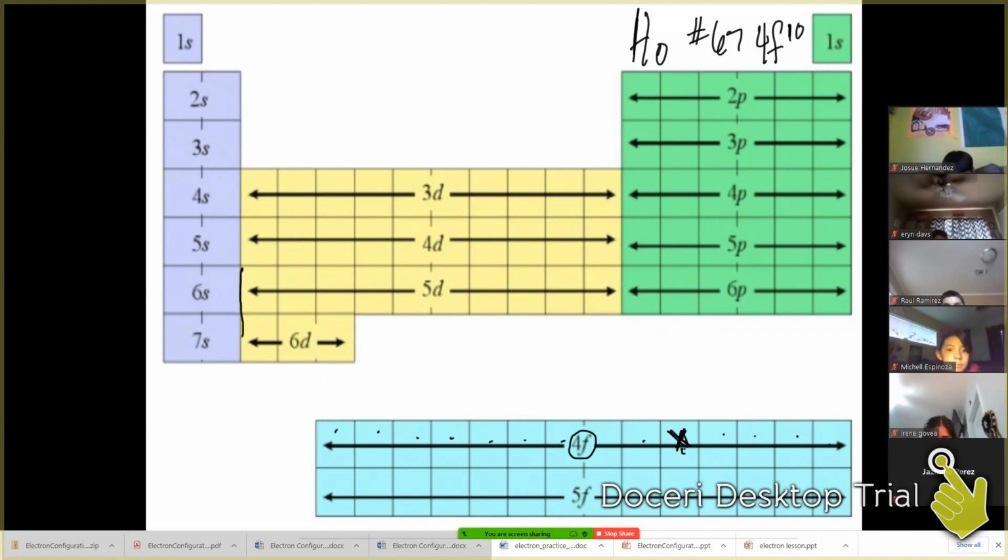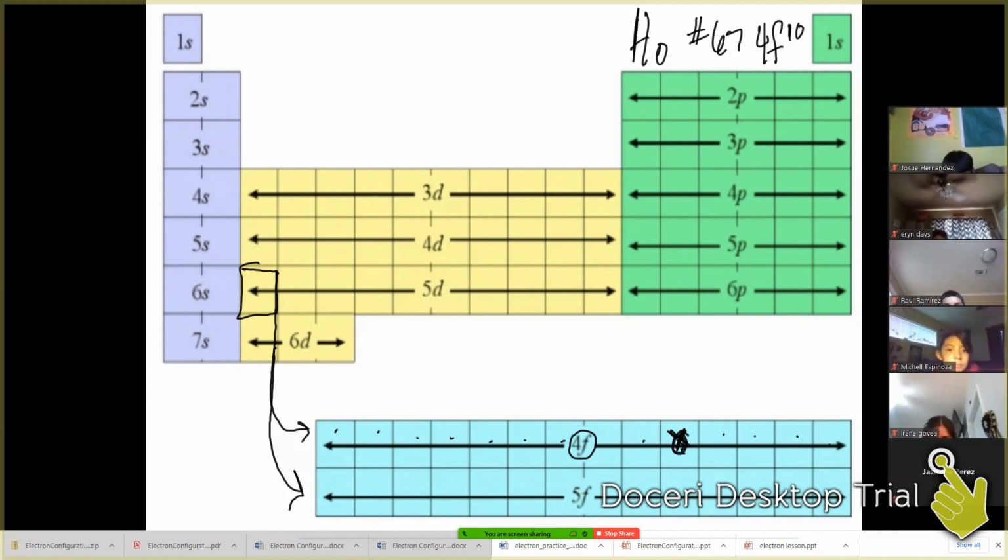And on your periodic table, you have some lines drawn. And the numbers also match up. So that means once I start going down and I need to get in the 4Fs, I have to do this 1, 5D before I go into the 4F. So that's what makes it a little bit different. So element 67 is all the way down here.